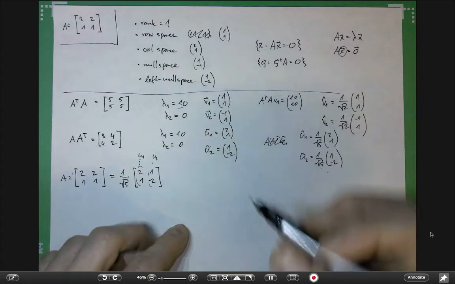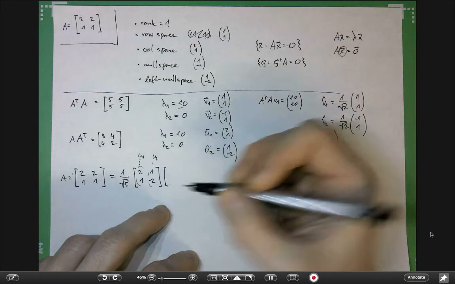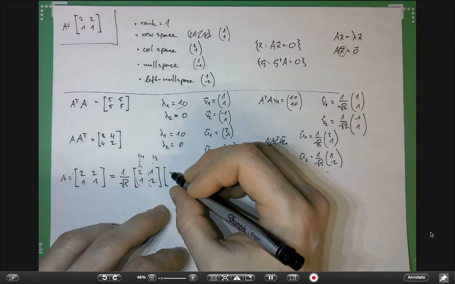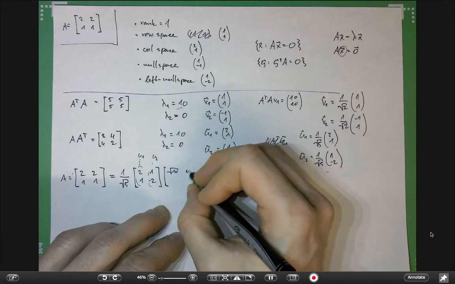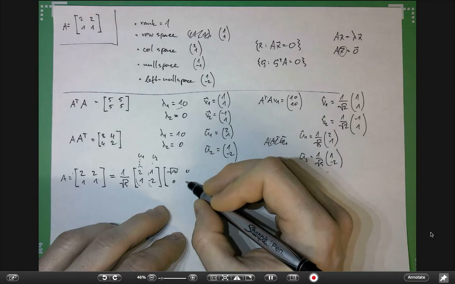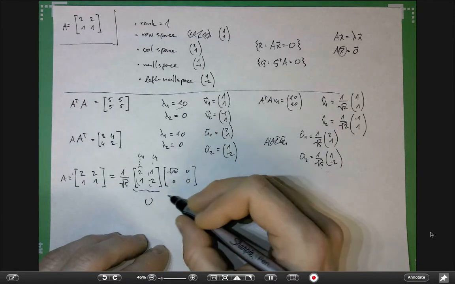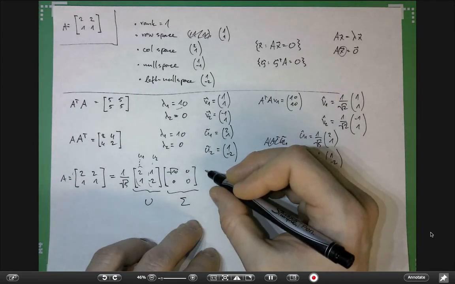Yeah, I need to go faster. I still have tons of applications to go through. I like to explain it nicely and slowly. But here is going to be the first singular value, which as we established is square root of 10. And this is the square root of 0, which is just 0. So this is the U matrix. This is the sigma matrix. And here what we have is the V matrix.